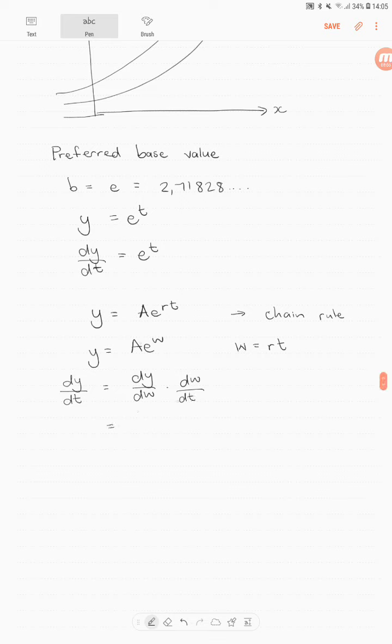We know that this is simply e to the w times a. The product rule will tell us the derivative of a with regards to w is 0, so it falls away, times the derivative of w with regards to t, which is simply r. So we are left with a r e to the w. We want it with regards to t, so we simply replace w with rt.